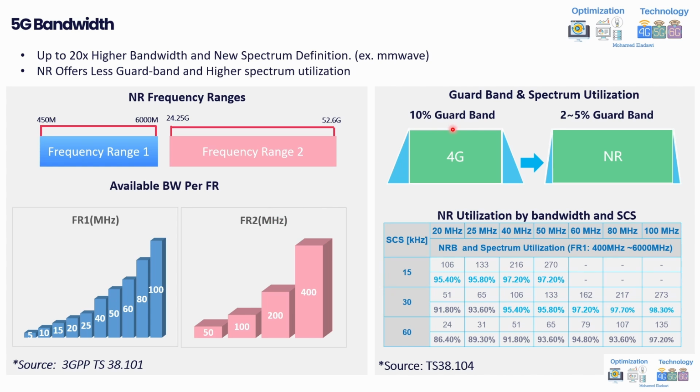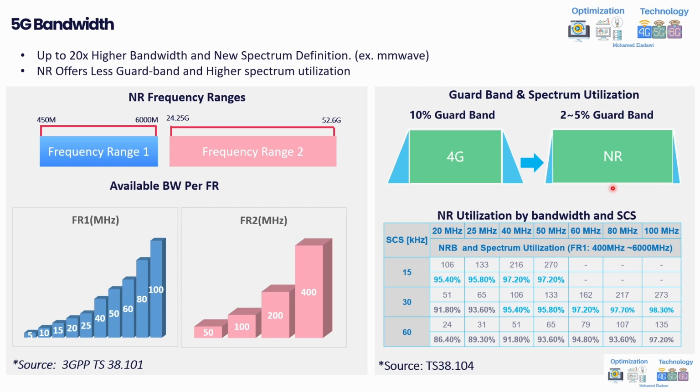The second part, which is very important, is that NR, as mentioned here, offers less guard band and higher spectrum utilization compared to 4G. This means two things. First, the 4G band, if you remember, was symmetric on both sides. Both sides should have equal distribution, for example, in total you have 10%, which should be split equally on both sides. You could not have an asymmetric guard band. While in 5G, you can now have asymmetry. You can have a different guard band on the two sides as per the 3GPP specification.